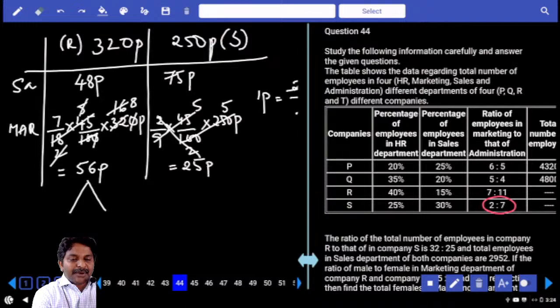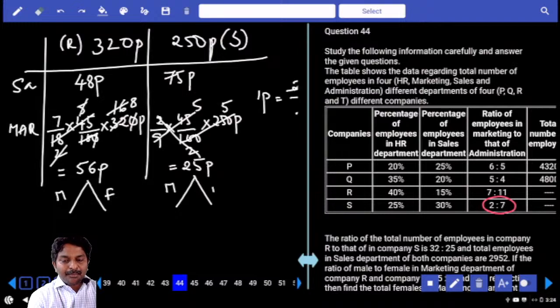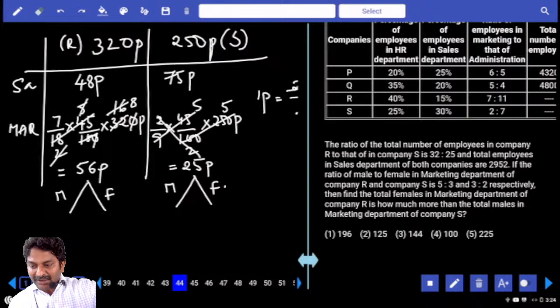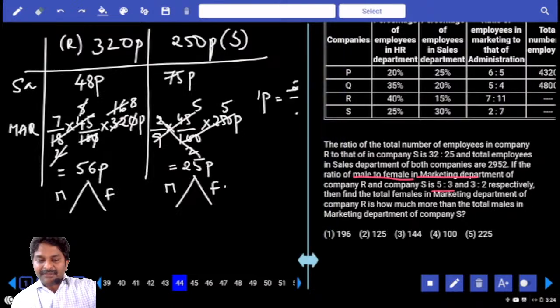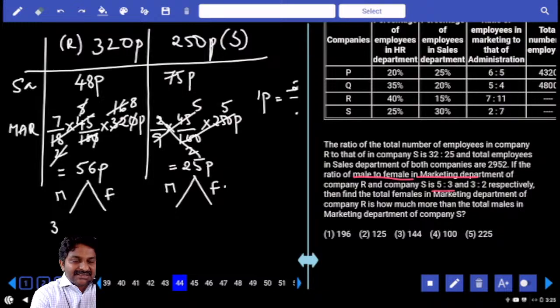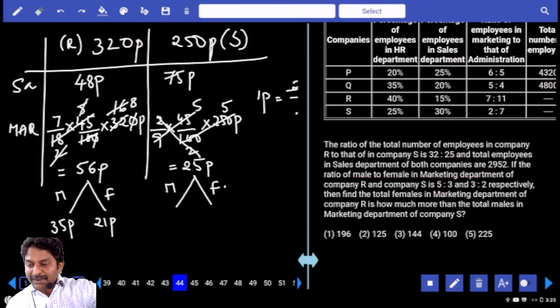Among 56 parts we will have male and female. Even here also we will have male and female. Now they are talking about male to female ratio. Male female ratio in marketing department 5:3. How many parts? 8 parts. 8 how many times? 7 times. Male are 7 into 5, 35. 7 into 3, 21. And in company S, 3:2.